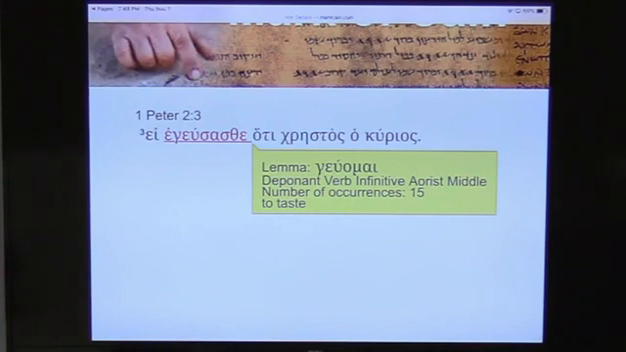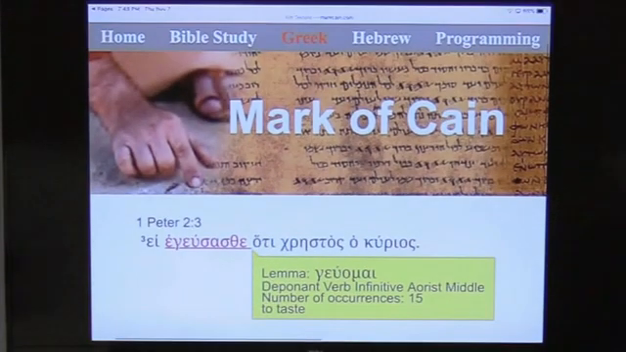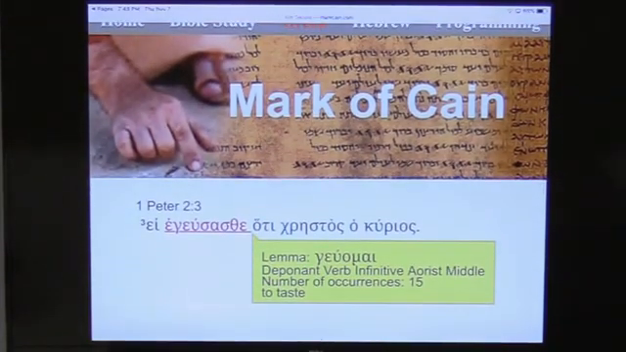I just pulled that up on the Blue Letter one, it has a parse button off to the side. And how does it parse it? It says aorist, middle deponent, indicative. Yeah, it's not infinitive. What site do you have on the screen there? That's called Mark Cain. It was listed under the first ones that I sent you the first day. It's called the Mark of Cain, but it's just markcain.com.